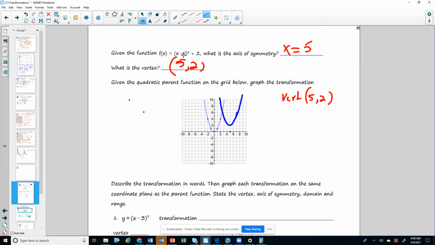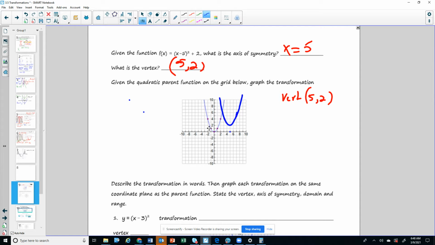Here it is -5. It now becomes +5 for the vertex, and the 2 stays the same, 2. So the vertex is (5, 2). I'm going to show you graphically how that looks. You can tell also that this graph went up 2 on the y-axis, and because of -5, it went 5 units to the right on the x-axis. So let's look at it graphically.